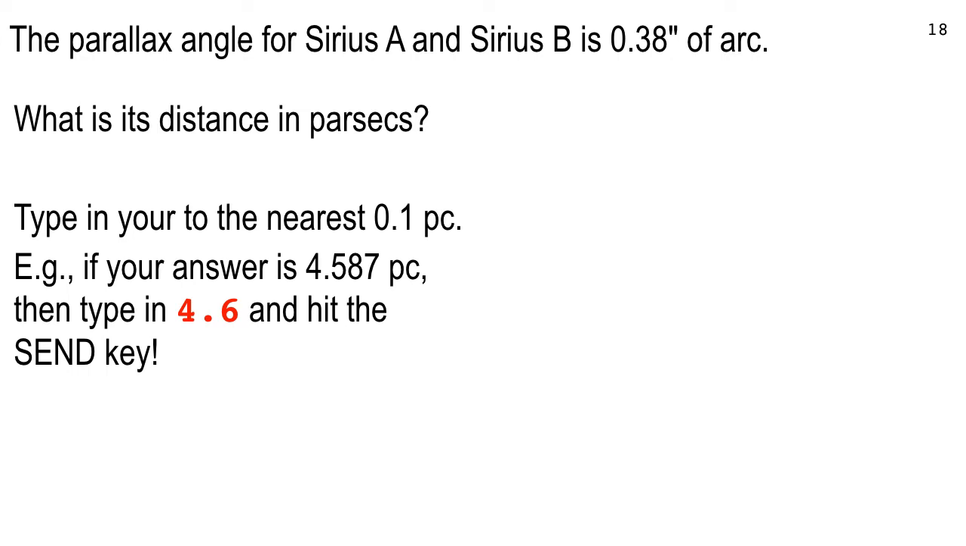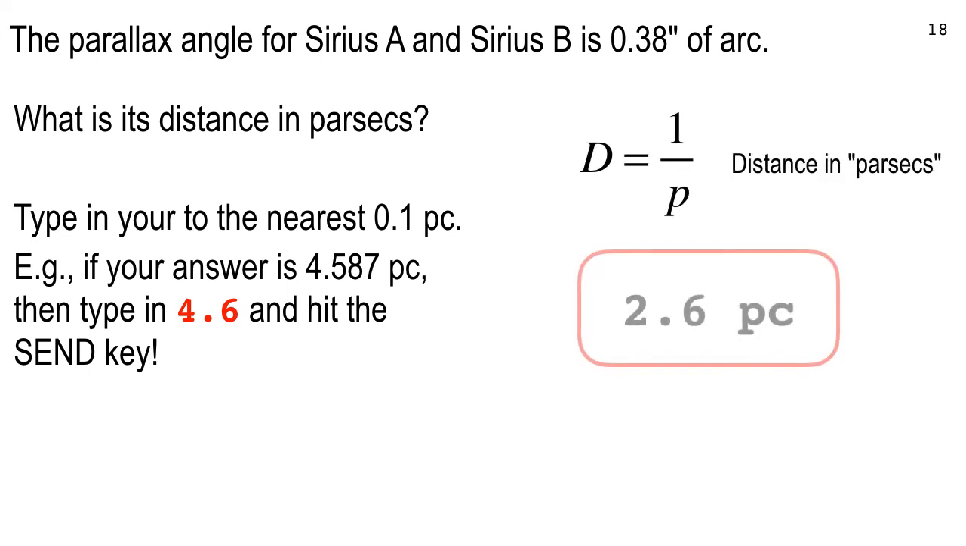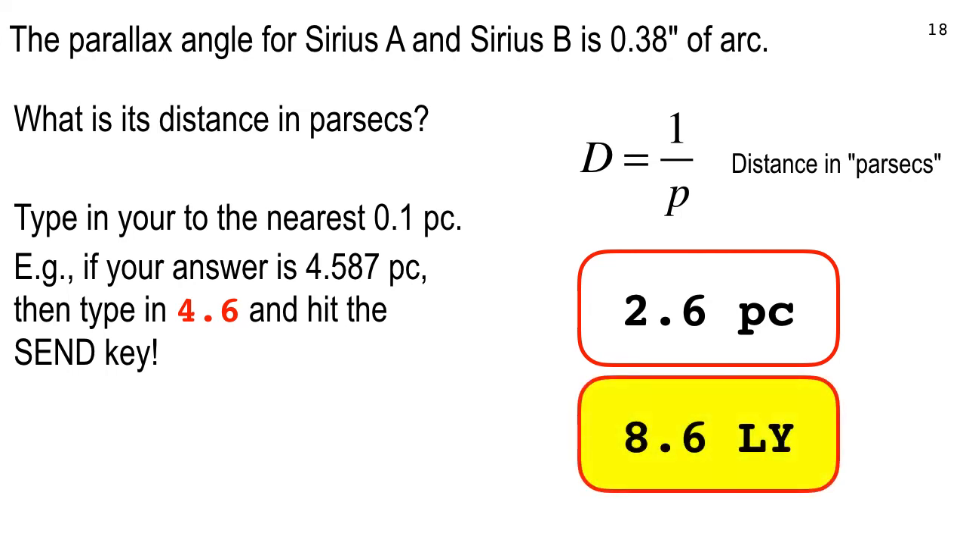All right, go ahead back to the regular display. So here's your formula. There's your answer. Go ahead and write it down, 2.6. And if you multiply that number by 3.3, you get 8.6. So in light years, it's 8.6.